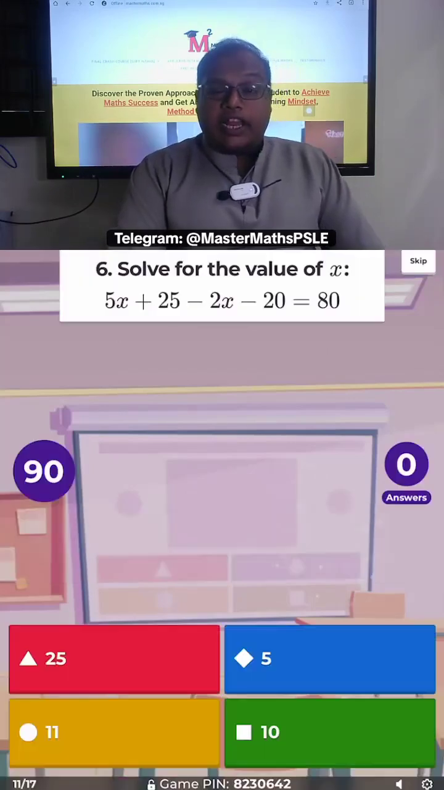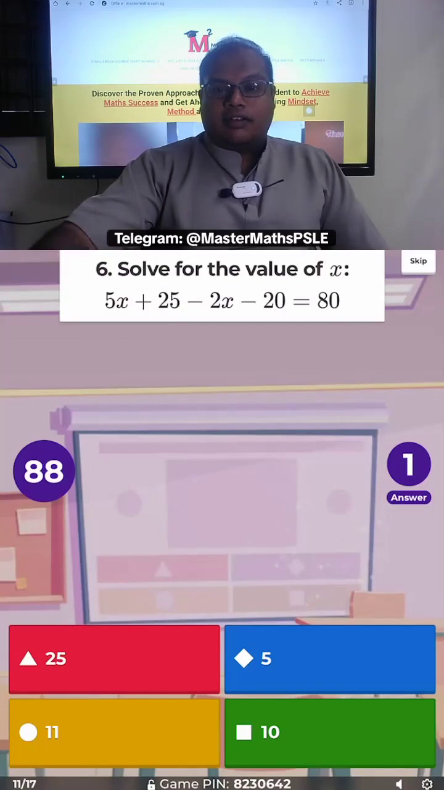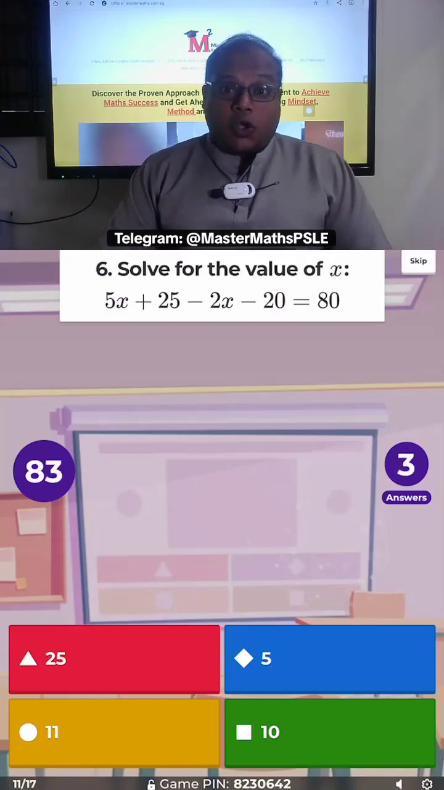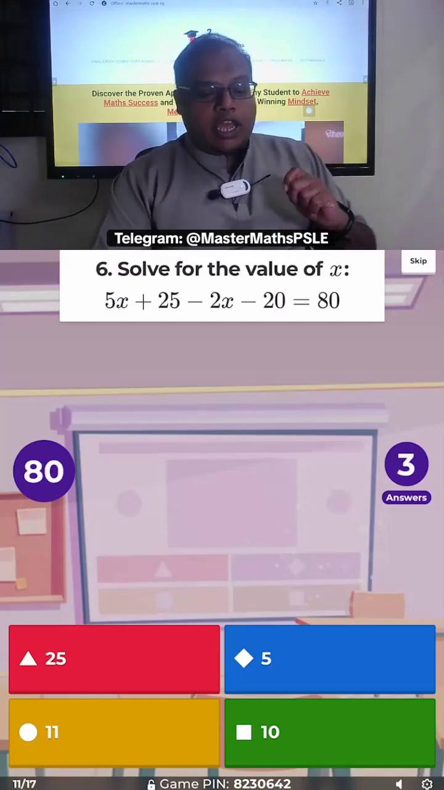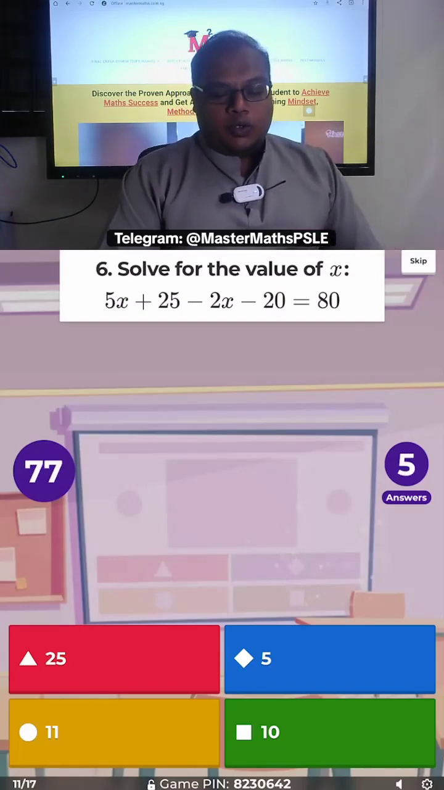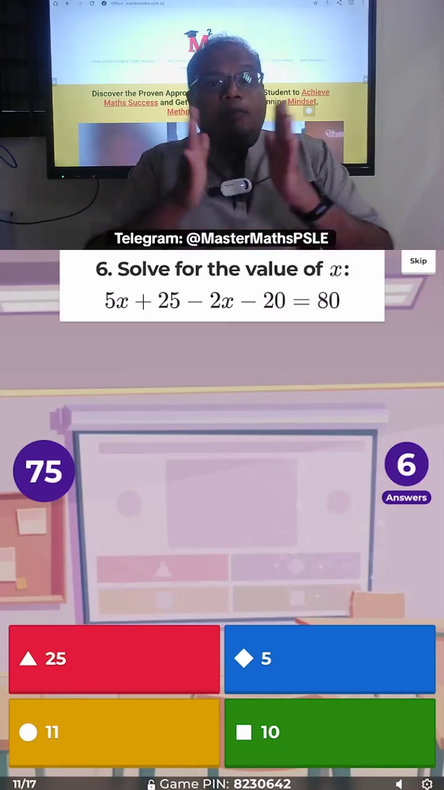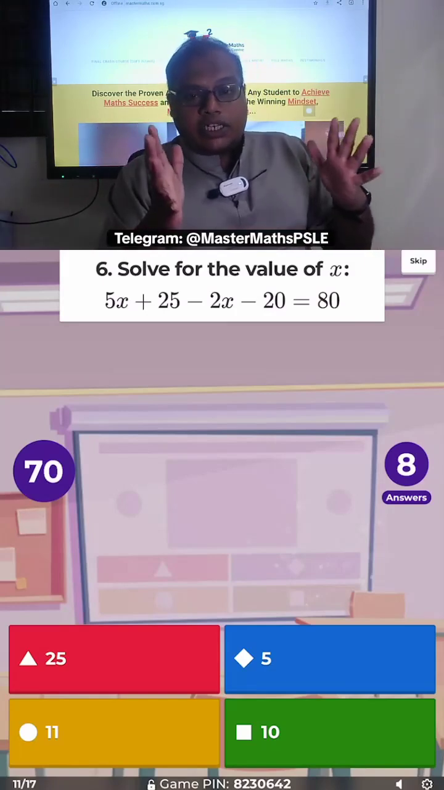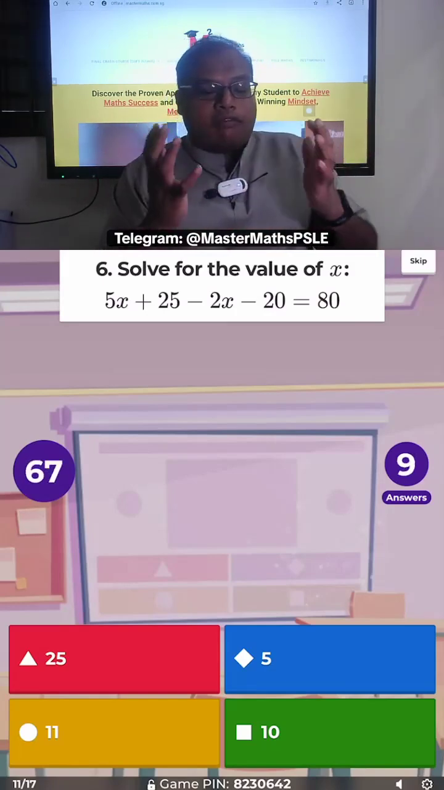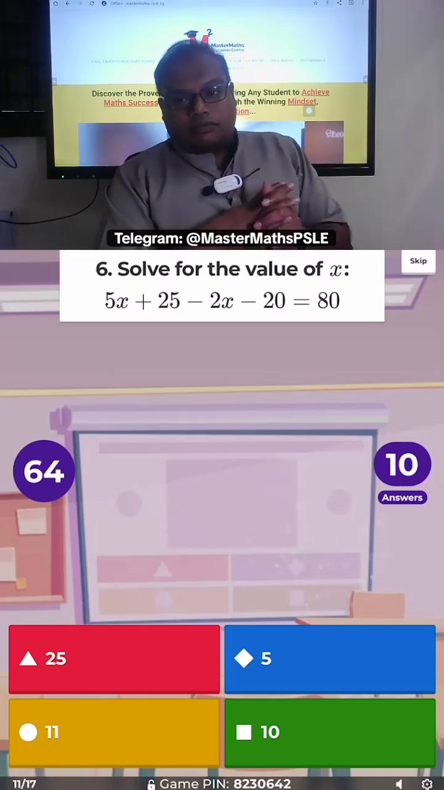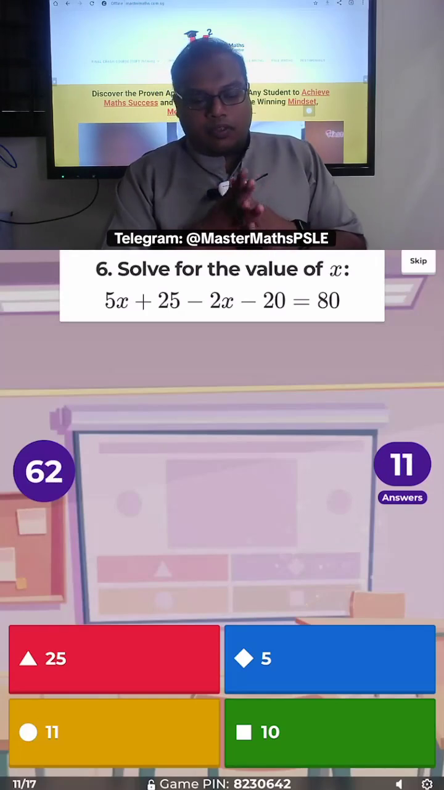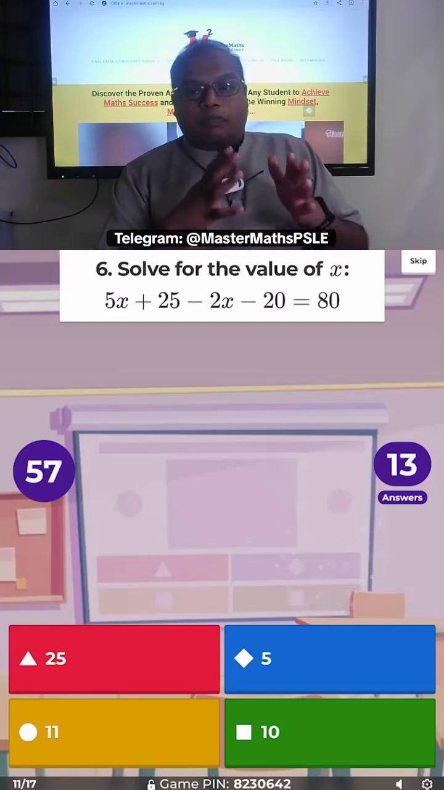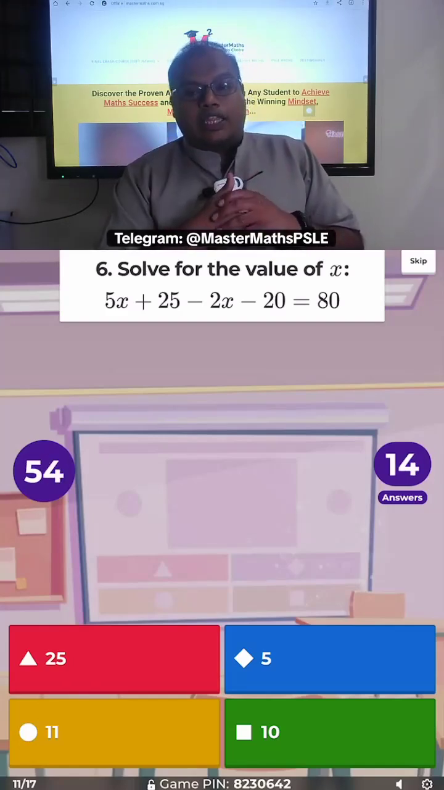Solve for the value of x. Now we're going to solve, just how we give you the value. Now you try to find the value. Why? Because there's an equals to 80. It's not anymore an expression. Now we give you an equation. By using this equation, you can find the value of x. You got 5x plus 25 minus 2x minus 20 equals to 80.